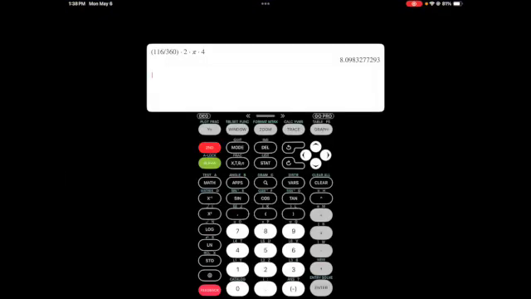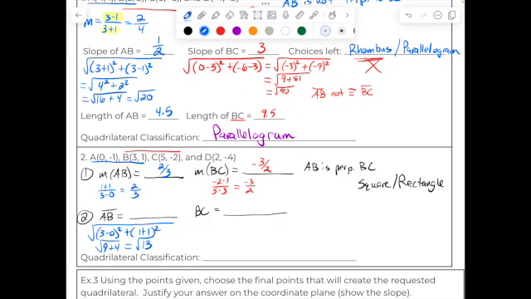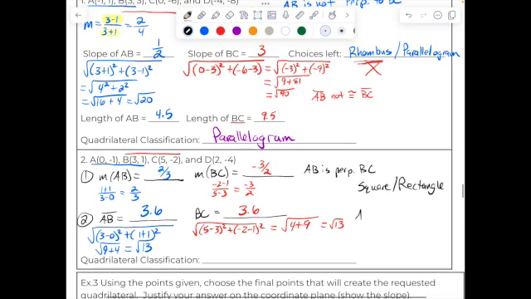If I do the square root of 13, I get about 3.6. When I do the distance for BC, I'll have 5 minus 3 squared plus negative 2 minus 1 squared. That also gives me the square root of 4 plus 9, which is 13 again. And the square root of 13 is still 3.6. That means AB does equal BC. So consecutive sides are perpendicular and they are congruent, which means this has to be a square.